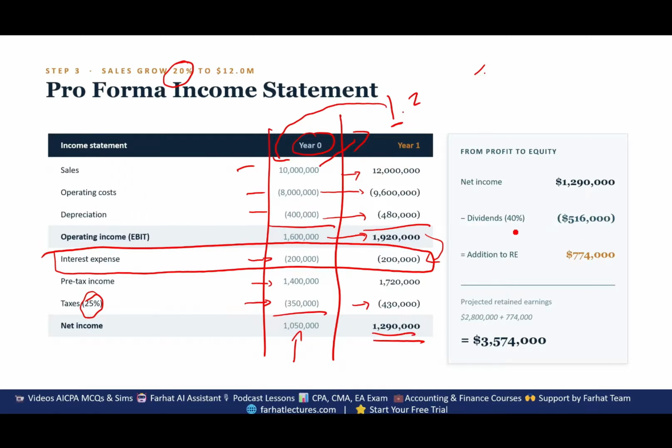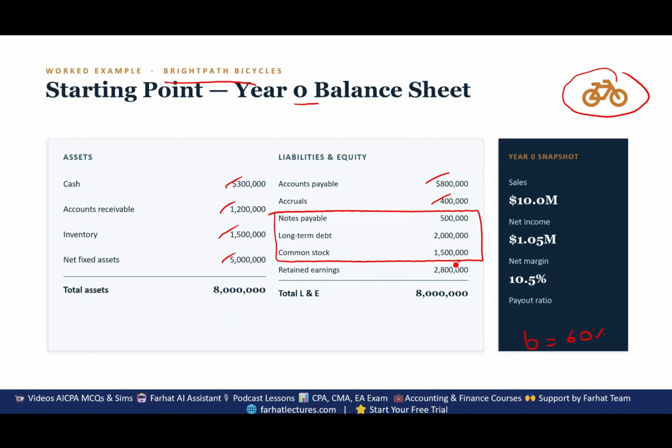Remember, we said this company pays 40% in dividends, so we're going to pay the investors 516,000, and 60% is retained earnings, 774,000. Now we figured out one number on the balance sheet, which is retained earnings. The prior retained earnings was 2.8 million, and we're going to add 774,000, and here we're looking at this retained earnings.